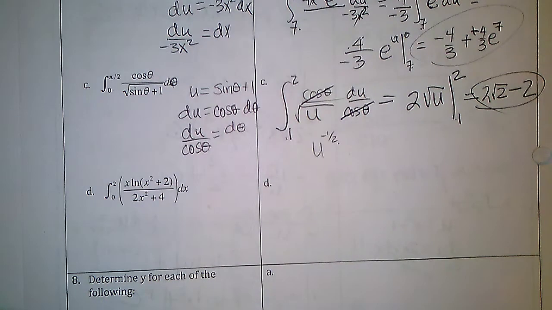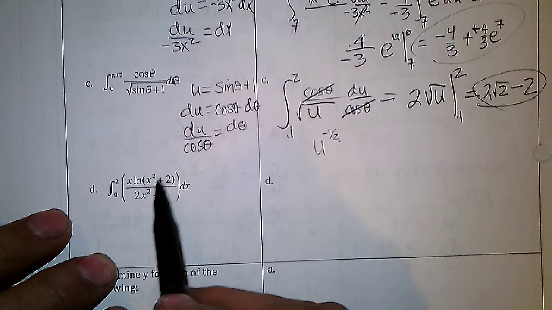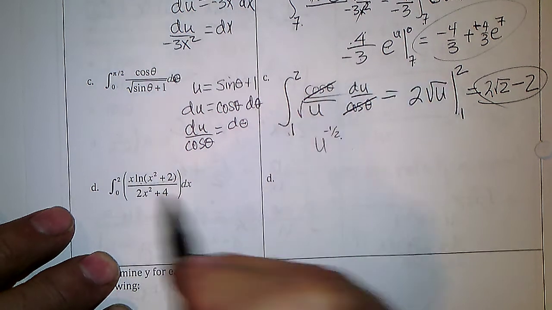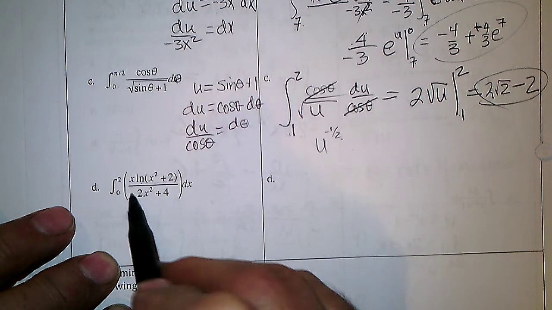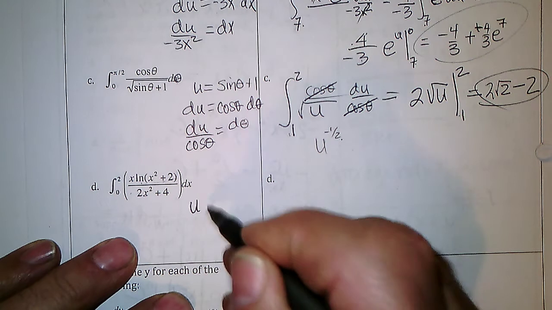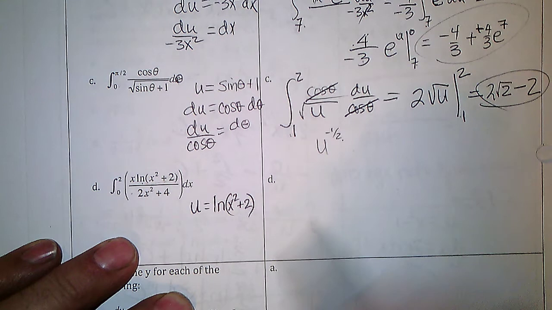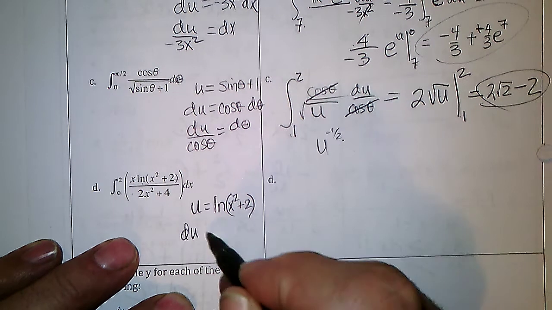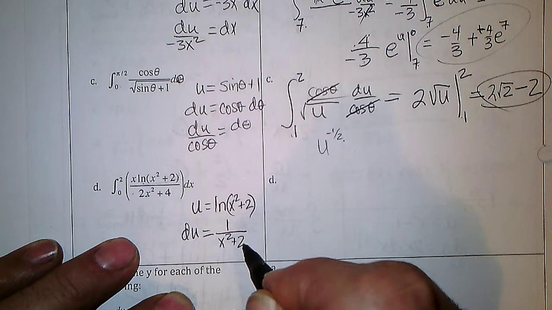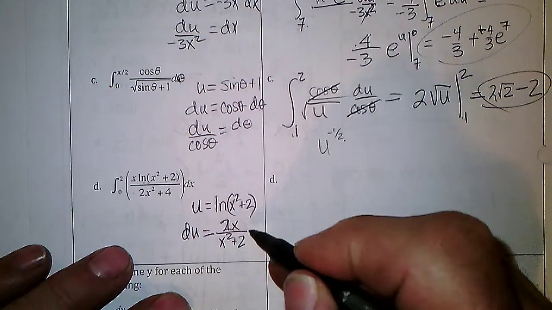Okay, well, I've got stuff in the denominator here that kind of looks like the derivative of this, because I'll only double it. If I took a 2 out, it'd be x squared plus 2. That's an x squared plus 2. So if I let u be ln of x squared plus 2, then du would be the derivative of this, which is 1 over x squared plus 2 times the derivative of the inside, which would be 2x dx.